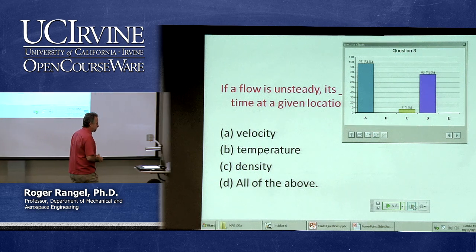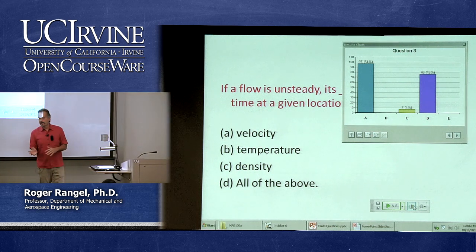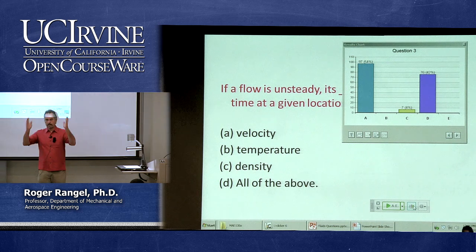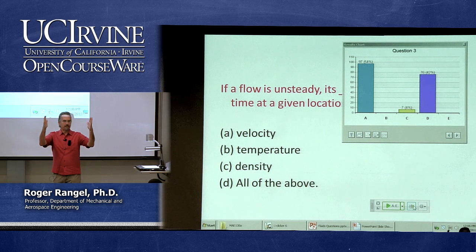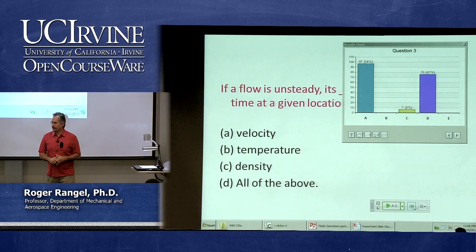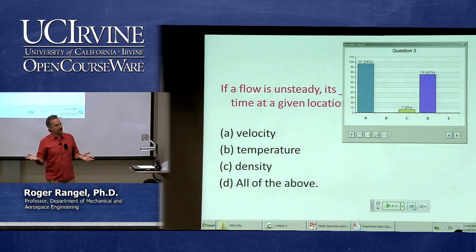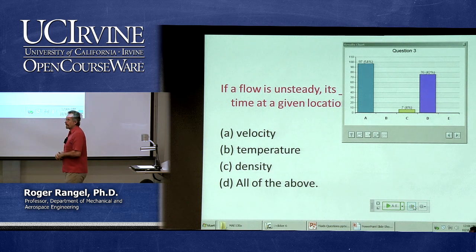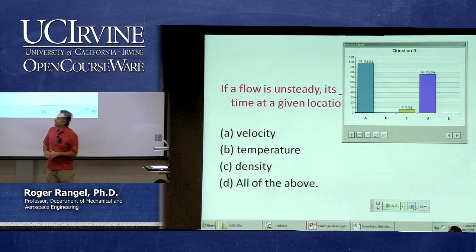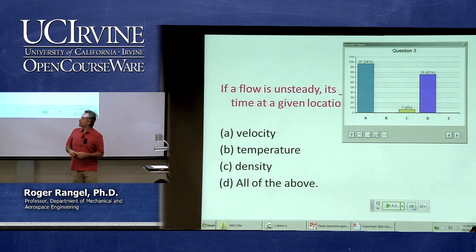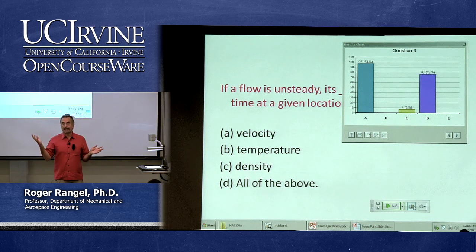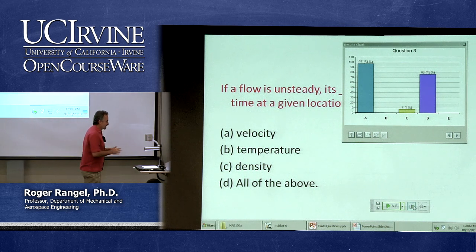A definition of steadiness or unsteadiness. In a steady flow, the picture that you look at a given time is always the same at any other time. That picture includes everything. Any property or any characteristic of the flow. So it could be velocity, temperature, density, or anything else. In a steady flow, nothing changes in time.